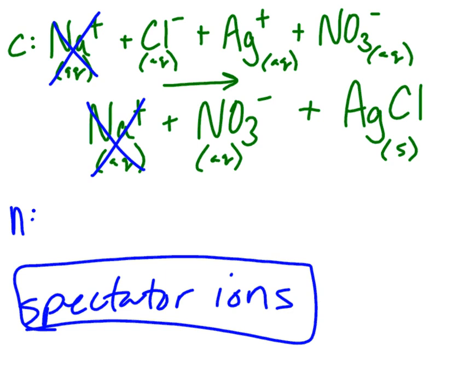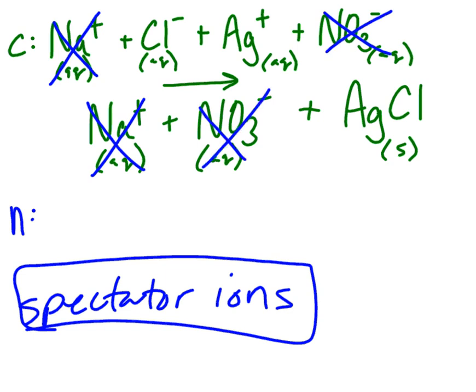The chloride ion is not found on the product side, so it is not a spectator ion, nor is the silver one, because the silver and chloride came together to make a solid. It's not an aqueous solution anymore. It's not just an ion. Okay? The nitrate ion is on the reactant and the product side, so it is a spectator ion.